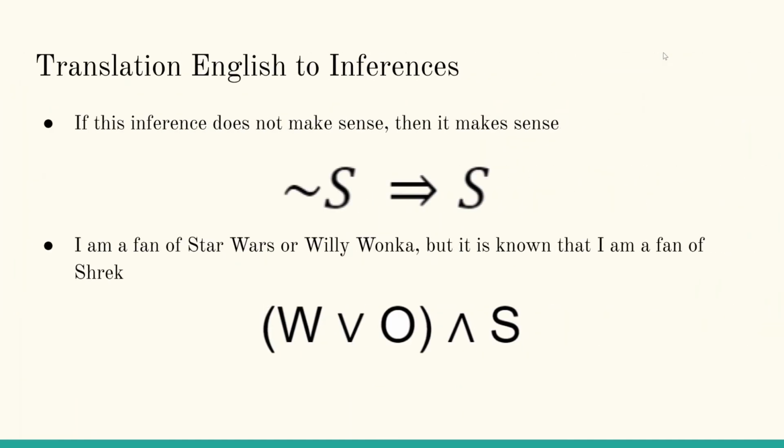Consider the intentionally confusing statement: if this inference does not make sense, then it makes sense. Observe, if we suppose the inference does not make sense, we see then the inference is false. However, if we suppose the inference makes sense, the inference is true.